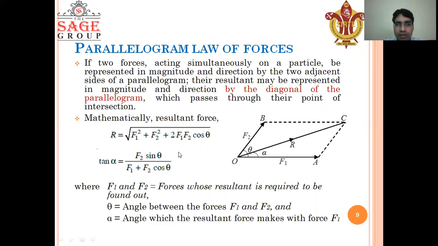Mathematically, you can see that the resultant R is equal to the square root of F1 squared plus F2 squared plus 2 F1 F2 cos theta, and this is the direction. You can calculate it by this formula: tan alpha equals F2 sin theta upon F1 plus F2 cos theta. These are the resultant and the direction we can derive as an expression from this parallelogram.